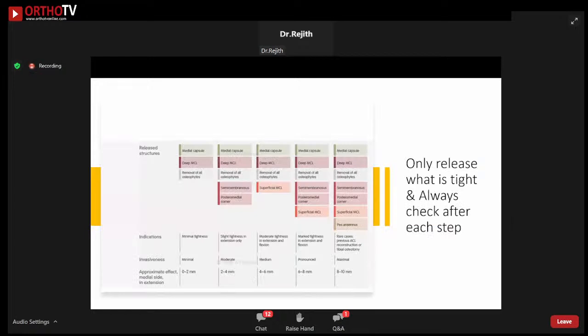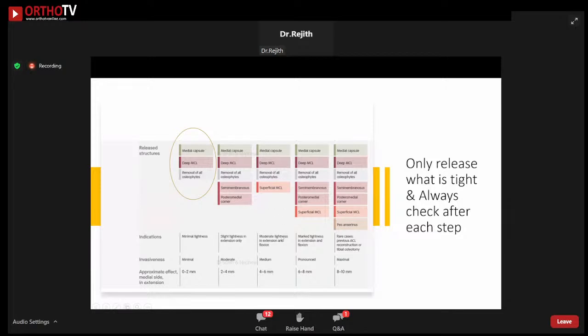So basically, what I have to say is only release what is required and always check after each step. Medial capsule, deep MCL, and osteophytes should be removed in every case. If it is tight in extension, you release the posterior structures, which is the semimembranosus or the posteromedial corner, which has got the posterior oblique ligament.